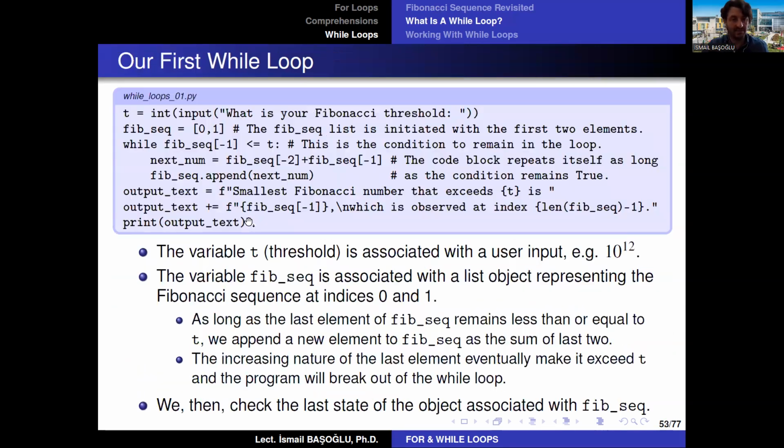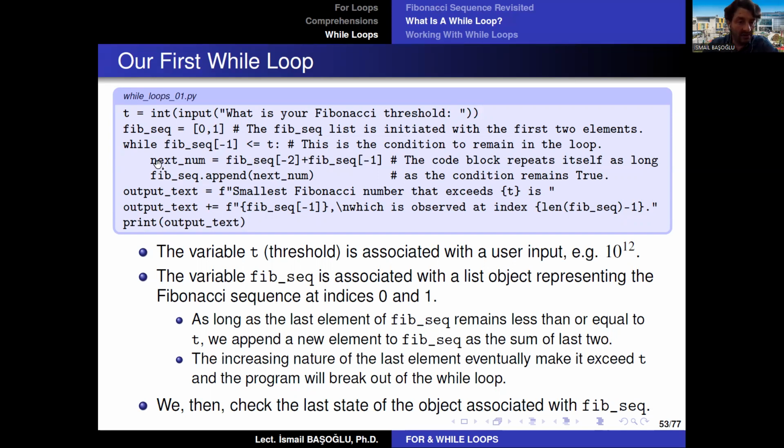Now, we are going to look at the first example again in this program. Okay, this was the first example, exactly the same. So we are basically understanding what's going on here again. There is a variable threshold. Threshold is a part of the Boolean expression. We assign this threshold as 10 to the power 12 in our program. And we have said that as long as the Fibonacci sequence's last element is less than or equal to the threshold, repeat the code block in the while loop, okay?